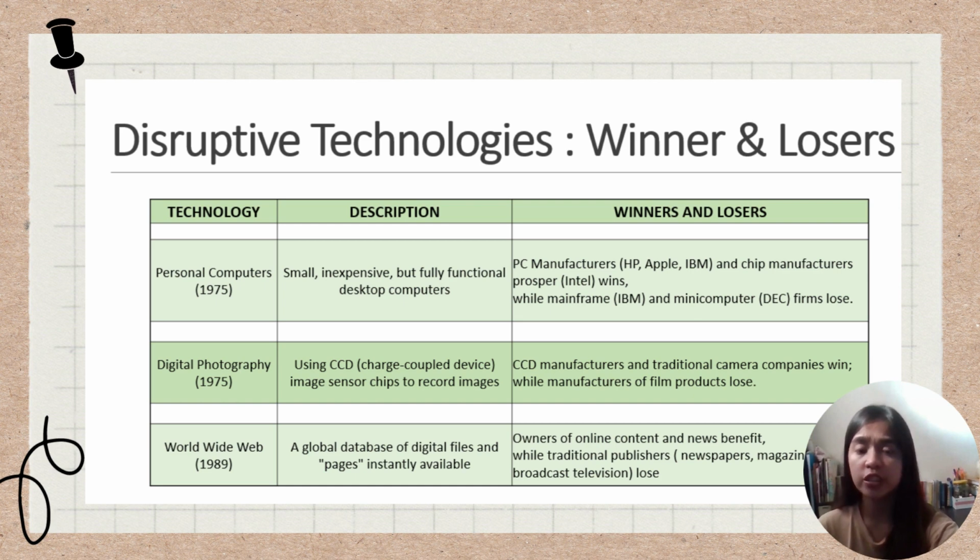To determine which is the winner, PC manufacturers such as HP, Apple, IBM, and chip manufacturer Intel win. While mainframe maker IBM and minicomputer makers such as the DEC firm lose. Another example is digital photography in 1975 and the World Wide Web, and so on and so forth.